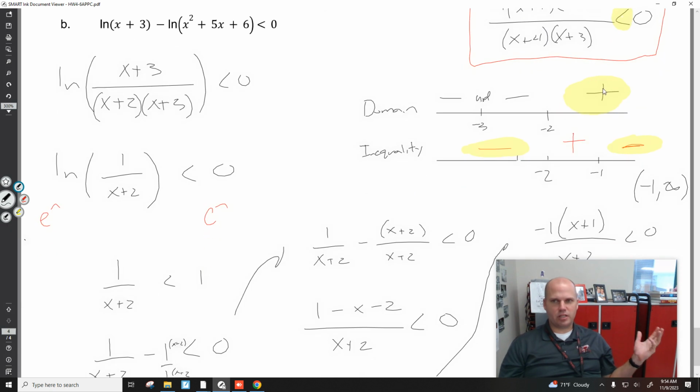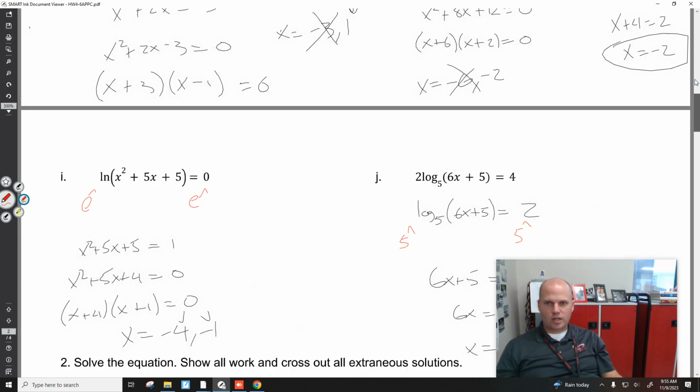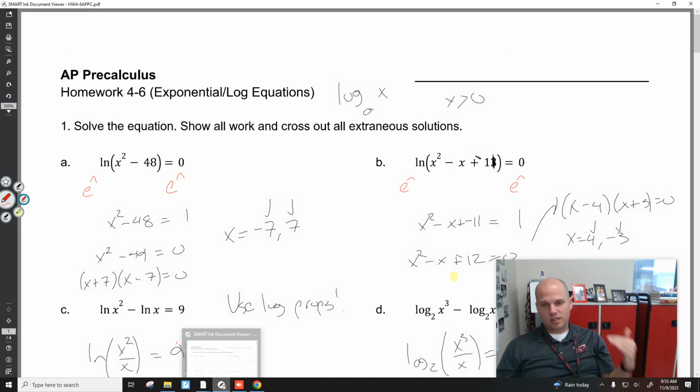You're paying attention to the domain, and then you pay attention to the inequality. If you just did the inequality part, you'd probably say negative infinity to -2 and -1 to infinity. But you need to not pay attention to this portion because it is where there is no graph because of the domain. You'd be plugging in negatives into the logs. That's bad. All right, so good questions, some tricky questions.